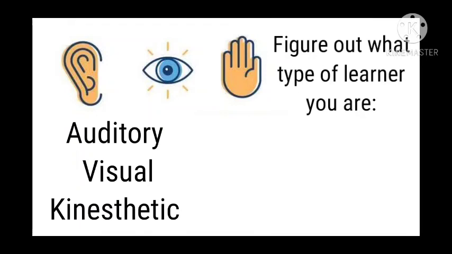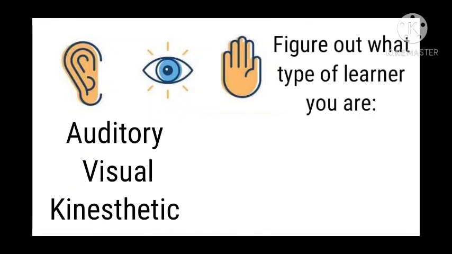The second type of learner is visual. So this would mean when you look at something, you immediately learn it. So this could be searching on YouTube or on Google for videos or images which are related to the current topic you're learning about, and this way you immediately grasp it.